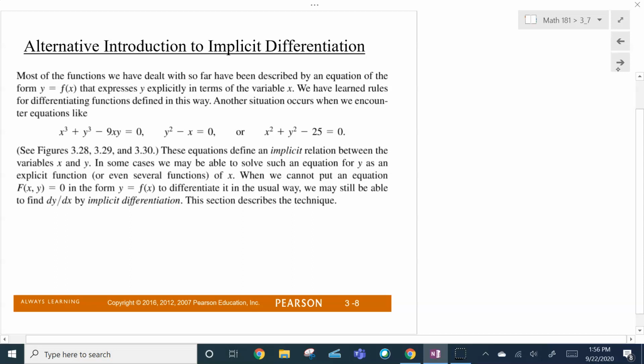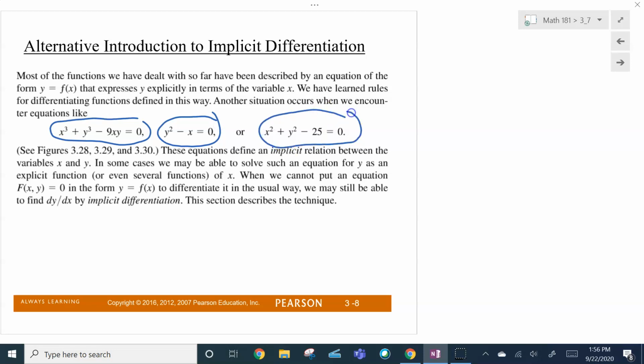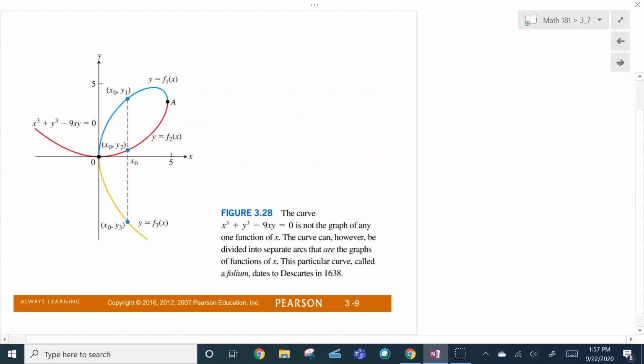Well, as it talks about here, most of the stuff we dealt with has been able to be expressed explicitly in terms of the variable x. But there are some like this, x cubed plus y cubed minus 9xy equals 0, that can only be expressed implicitly. Now this one we could, but we're going to examine that as well. And of course, this one's a circle. This also could be defined in terms of two different explicit equations. But again, implicit differentiation is oftentimes the easiest way to go with these.